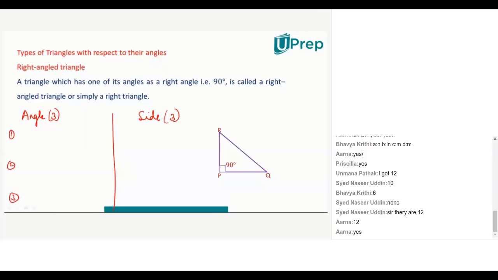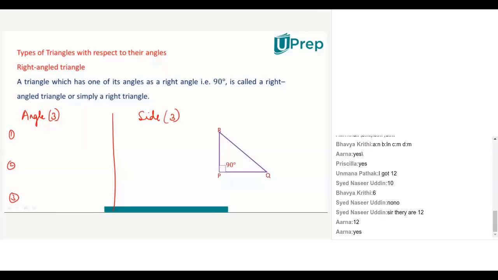Now, Bhavya, what is a right angle triangle? Okay, it's given on the screen anyway. Sir, a right angle triangle is a triangle which measures 90 degrees. No, think again. You said a right angle triangle is a triangle which measures 90 degrees. Any triangle measures 180 degrees. What you're trying to say is a right angle triangle is one where one of the angles measures 90. There should be one angle which measures 90.